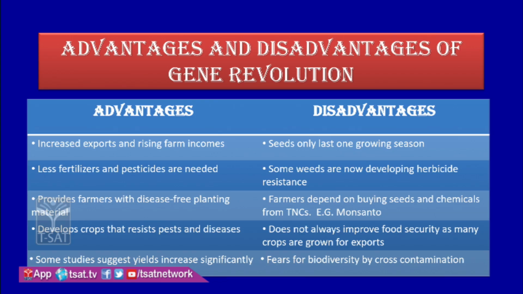Let us go through the advantages and disadvantages of gene revolution. First we will discuss the advantages of gene revolution. We provide disease-free plants to the farmers, less use of chemical fertilizers and pesticides, increased exports and rising farming incomes. Some studies suggest yields increase significantly.